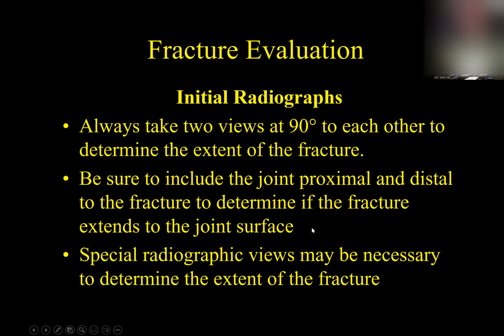And anytime you take a radiograph of a fracture, let's say you have a fracture in the mid diaphyseal portion of the radius, you always want to get the joint above the fracture and include the joint below the fracture in the same radiograph. So if you have a fracture of the mid portion of the radius, you always want to include the elbow and the carpus on both of those 90-degree views.